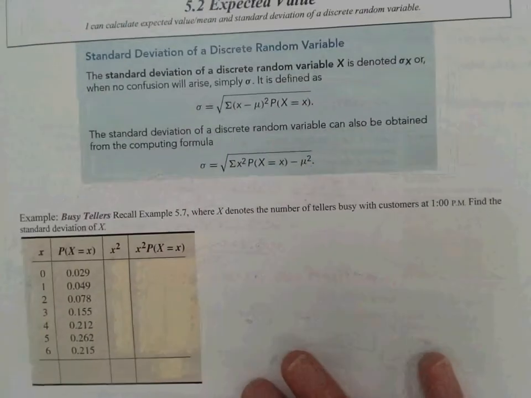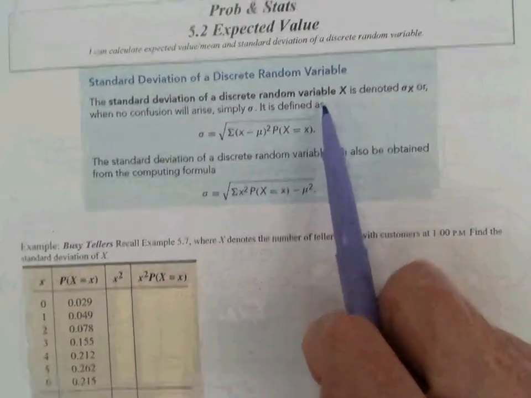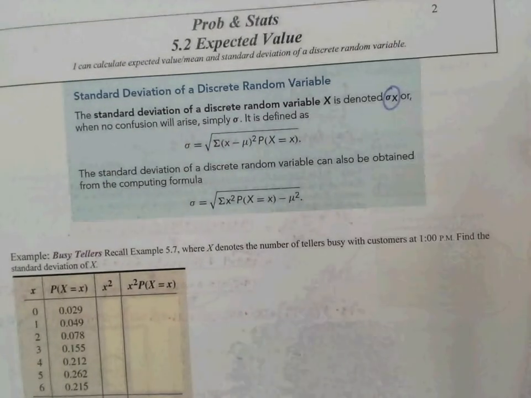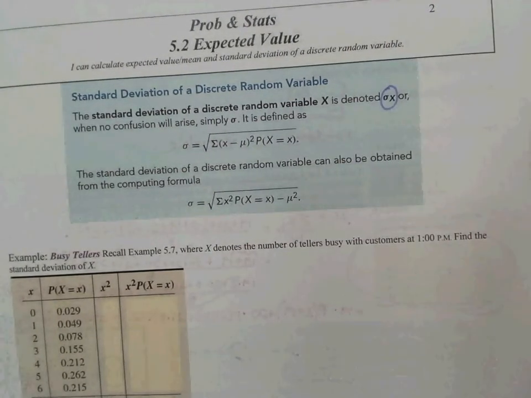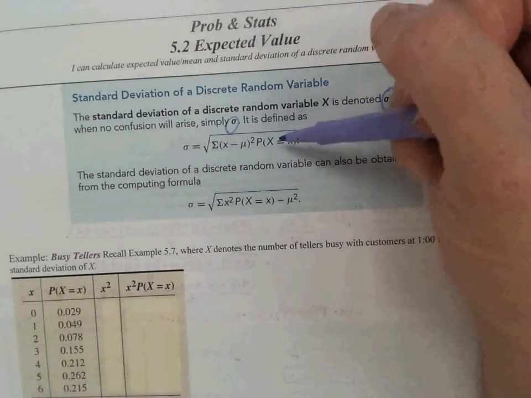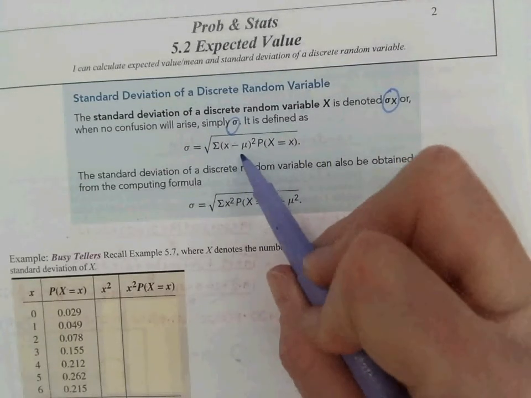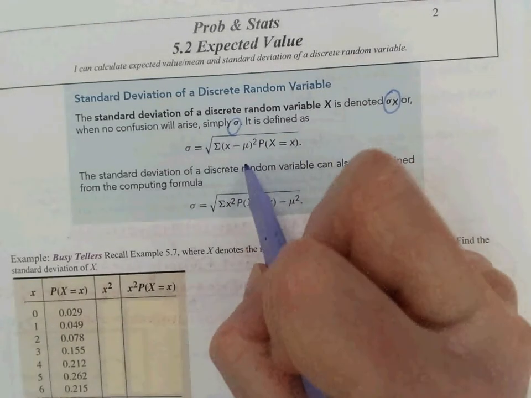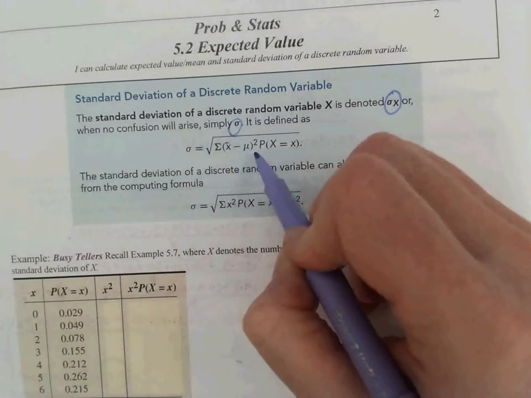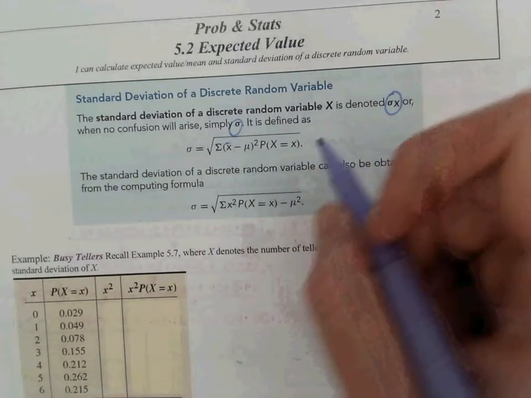we'll take a look at the standard deviation of a discrete random variable. The standard deviation of a discrete random variable x is denoted as sigma sub x, or when no confusion will arise, simply sigma. And here's how we define it: the square root of the sum of the differences of the x value minus mu, squared, times the probability that x equals x.